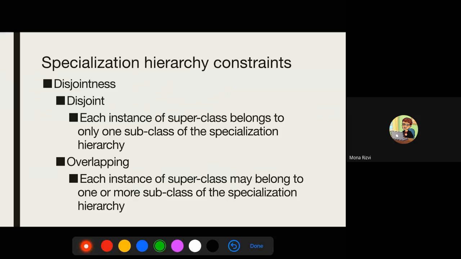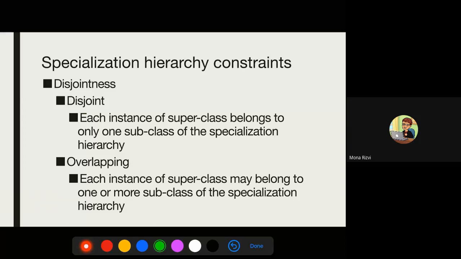So the first constraint is called disjointness. And so the choices for that are either disjoint or overlapping. Disjoint means that every instance of the superclass belongs to only one of the subclasses in that hierarchy. Whereas overlapping means that the superclass instance may belong to one or more of the subclasses. And we'll see examples of those.